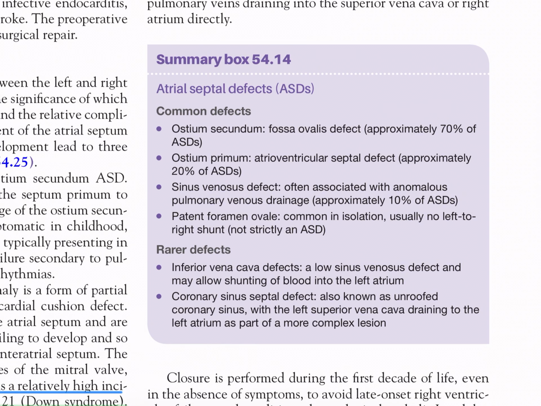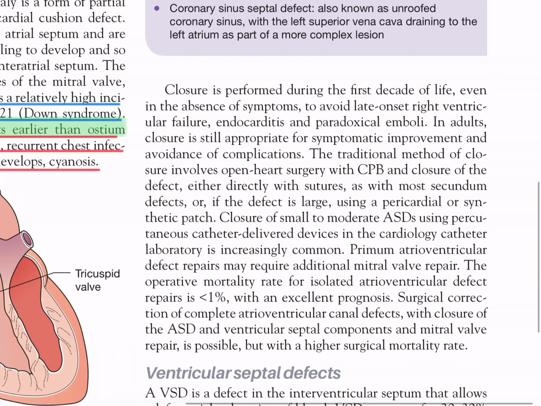Rarer defects: inferior vena cava defects, a low sinus venosus defect, and may allow shunting of blood into the left atrium. Coronary sinus septal defect, also known as unroofed coronary sinus, with the left superior vena cava draining into the left atrium as part of a more complex lesion.